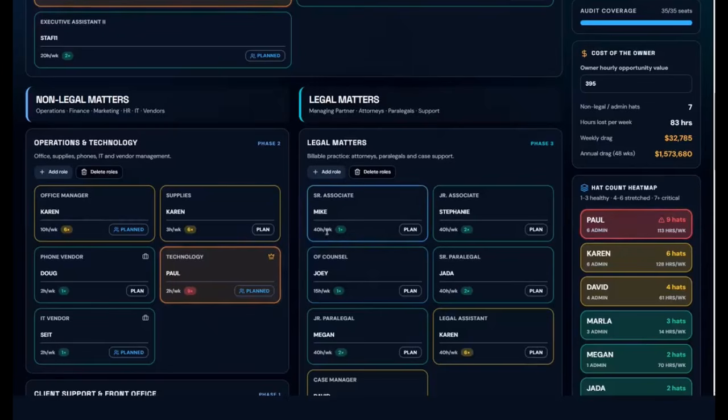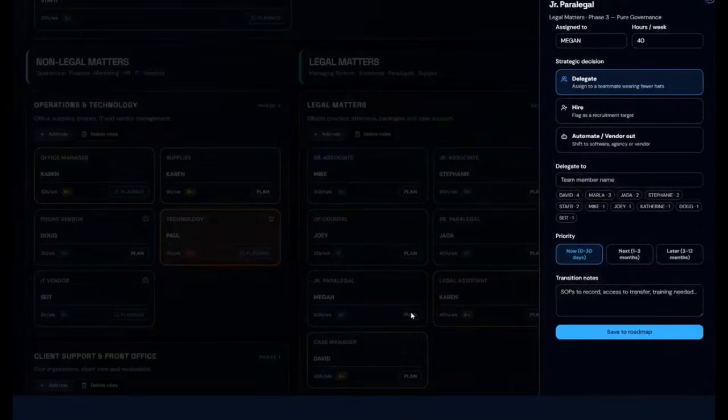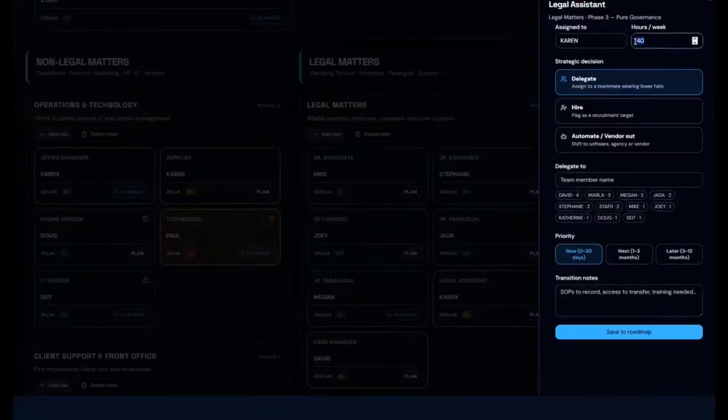Senior associate, Mike, 40 hours a week, yes. Stephanie, 40 hours a week, yes. Joey, 14 hours a week, yeah, maybe. Our senior paralegal, Jada, she paralegals for 40 hours a week, yes. Megan, paralegals, a little less. We can say 30. Karen, as a legal assistant, really small part of her job, but it's a role.